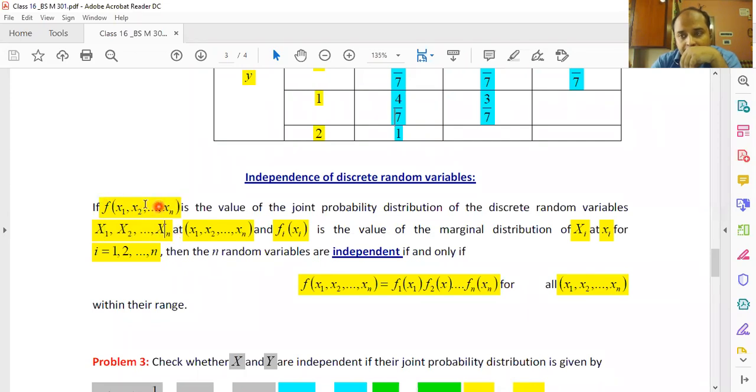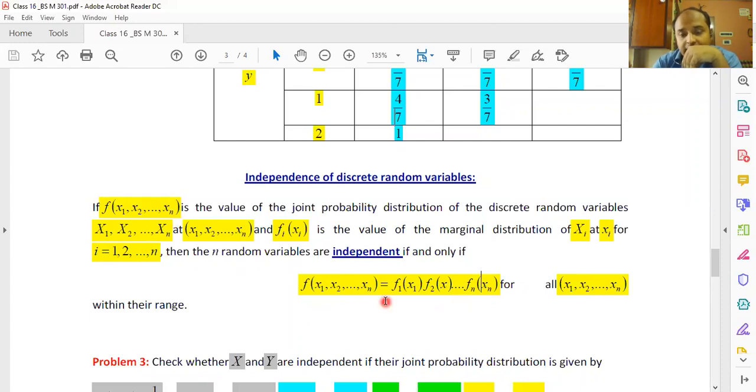This joint probability density function, if it can be represented as the product of their individual marginal probabilities, like f1(x1), f2(x2), fn(xn), then we will say that these variables are actually of independent nature.